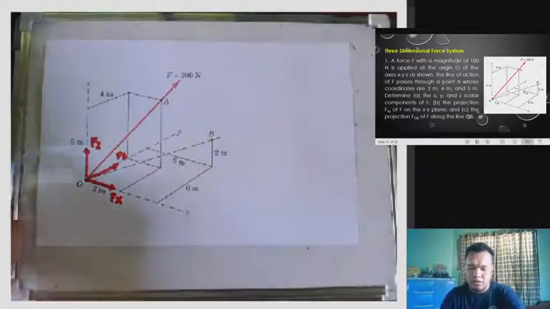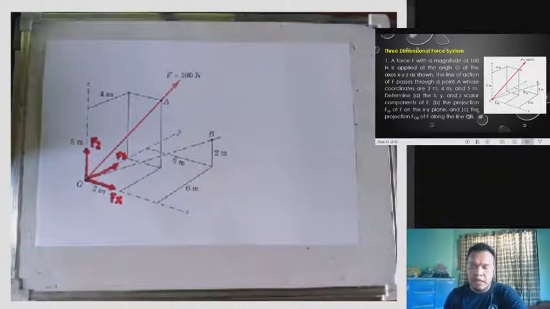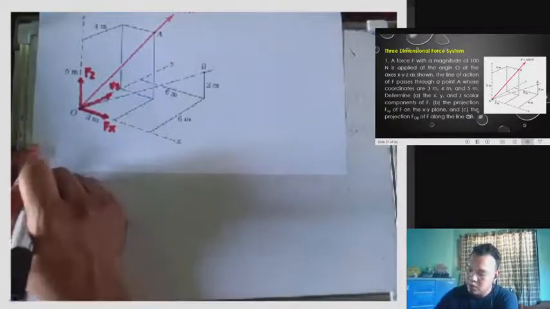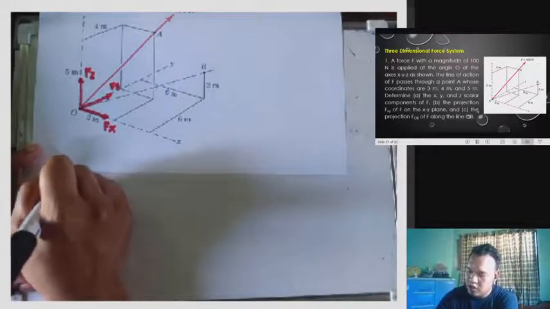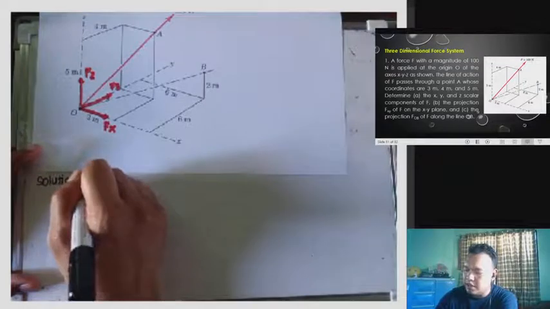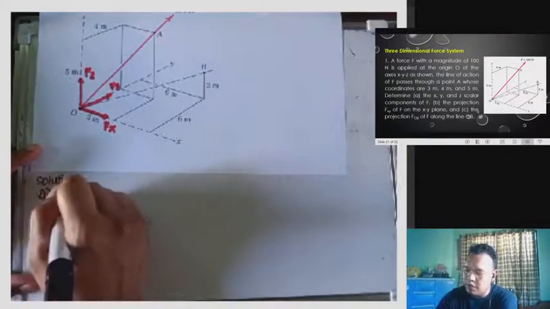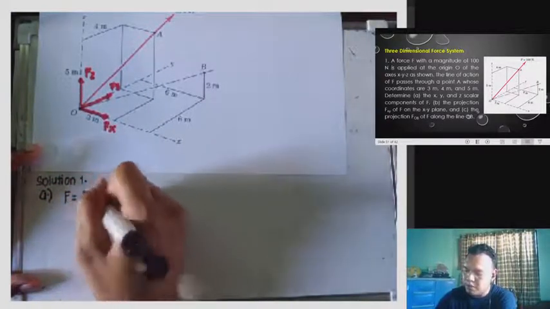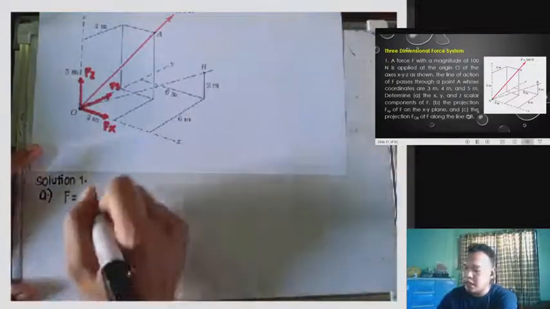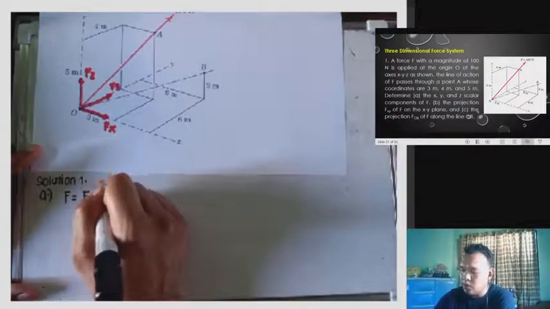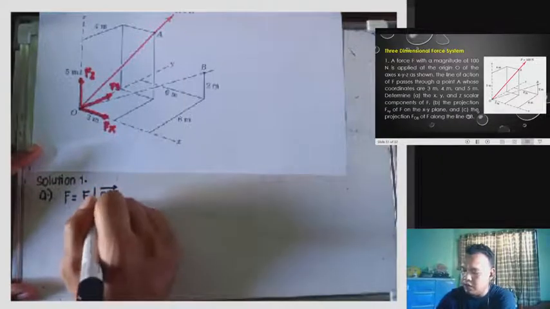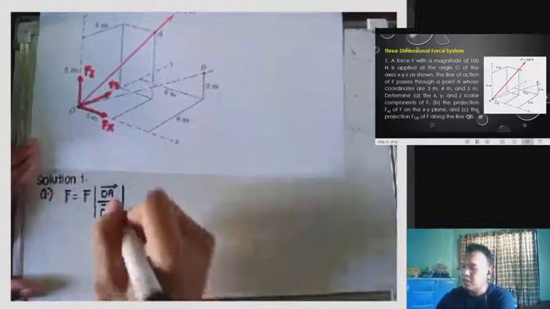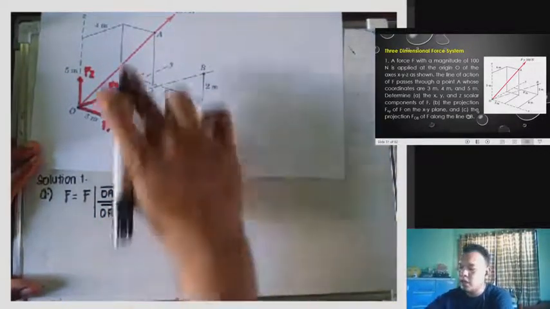Okay. So, to get the value of the first question, which is still the scalar component, I will write the solution here. Letter A, number 1. So, for letter A, we have F equivalent to the force multiplied by, based on our formula, segment OA all over the line OA, or the total value of OA. So, we have here F, which is equivalent to 100 Newton.